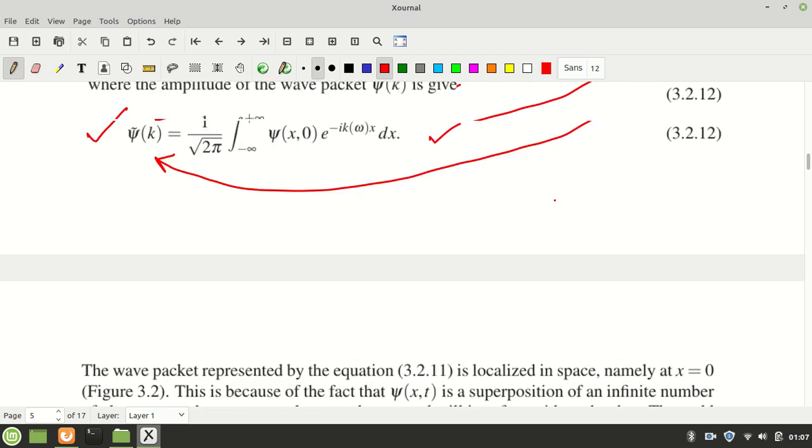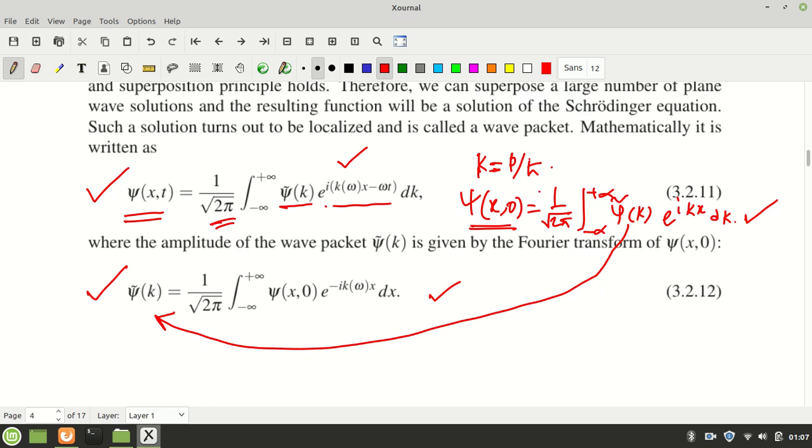You can go to this equation. Yes, you can see that the wave function is a superposition of a large number of plane waves whose wavelengths are varying from minus infinity to plus infinity. So all conditions are taken, all possibilities of superposition have been taken over here.